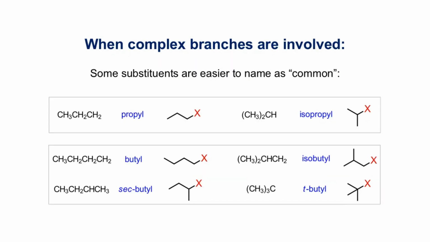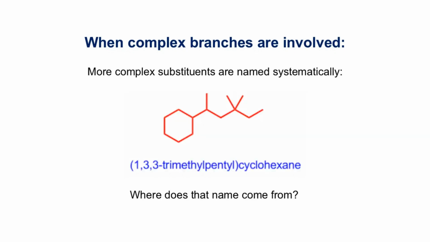As nomenclature developed over the years, a series of names used commonly in industry and medicine were adopted for use. The endings match the number of carbons in the group, while the prefix matches the point of attachment or the shape of the substituent. When more complicated substituents are involved, it isn't possible to apply common names. We must therefore name the group systematically, for example here with the 1,3,3-trimethylpentyl substituent.